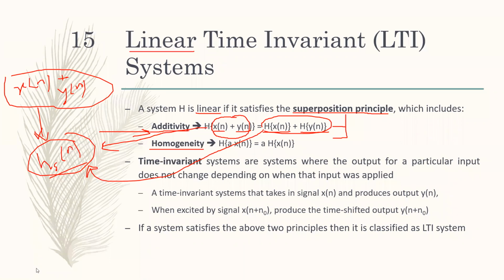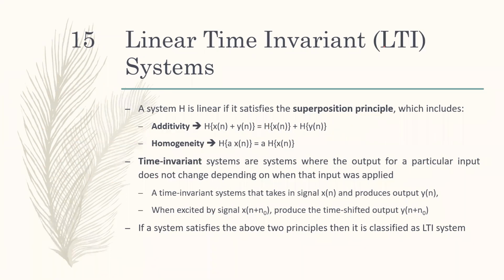I classify the system to be additive, so both should lead to the same responses. Now, if this is not true, then I call it a non-linear system. If it is non-linear, then it is not an LTI system. For LTI, one condition is that it should be linear. So if this condition is not satisfied, then it is not an LTI system.